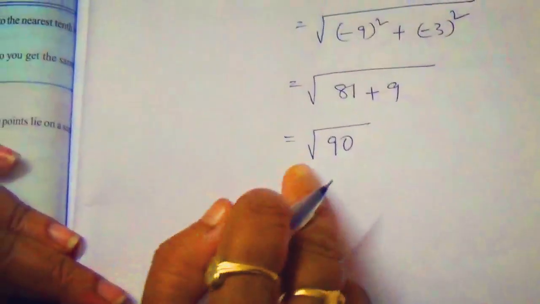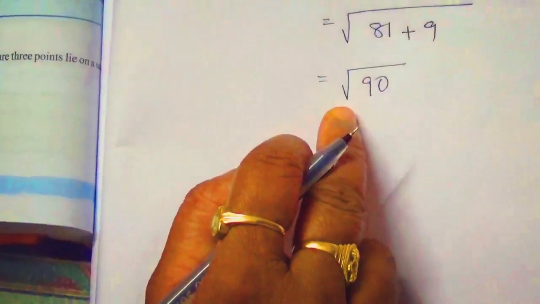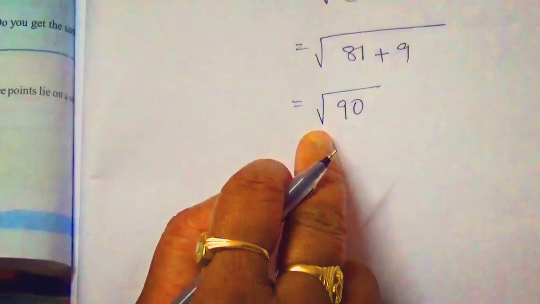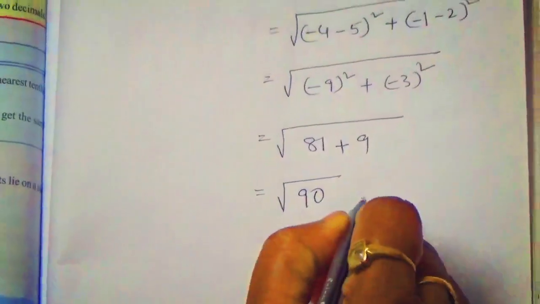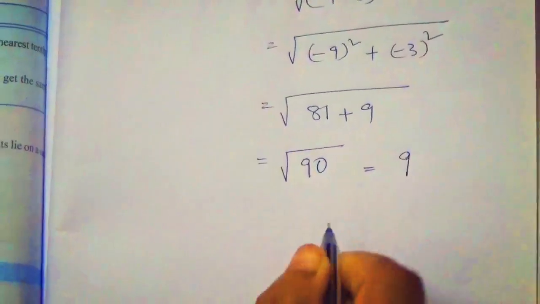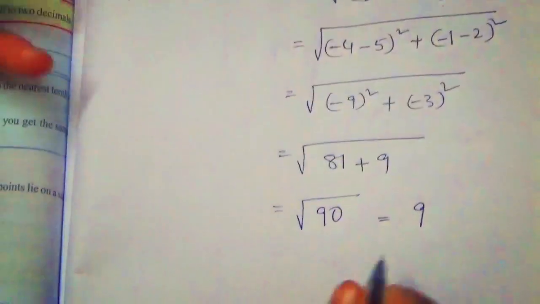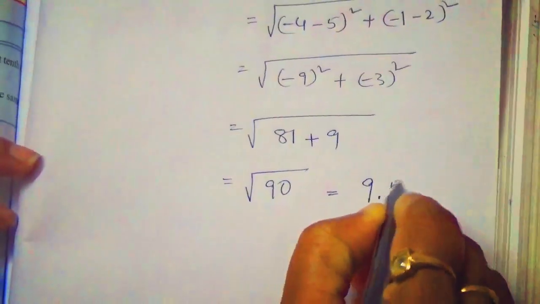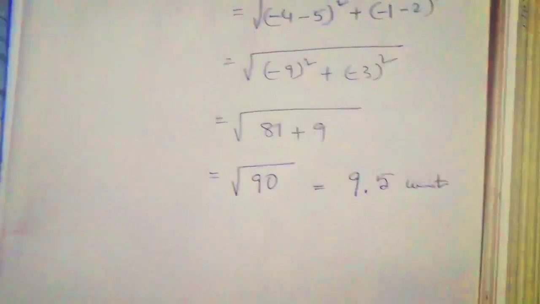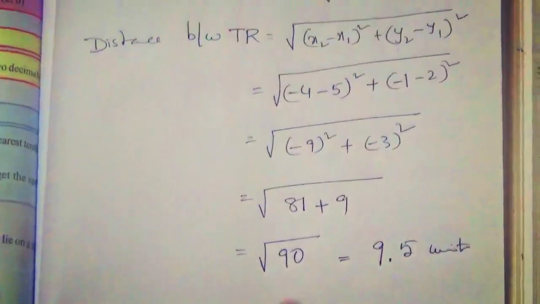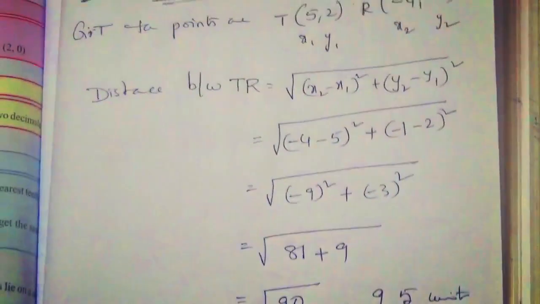Again, you take the nearest square root, that is the square root of 81, which is 9. So by using this method you will get approximately 9.5 units. And also check whether these other 2 points give the same answer or not.